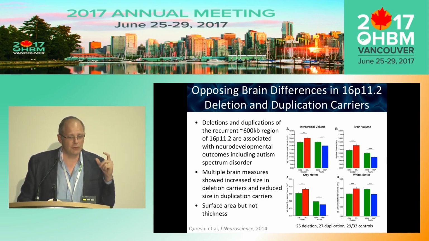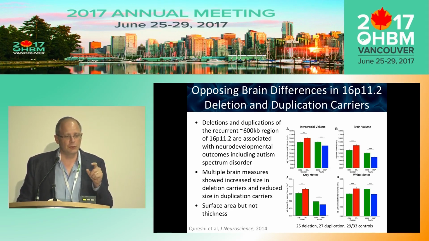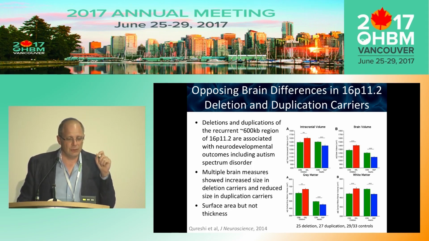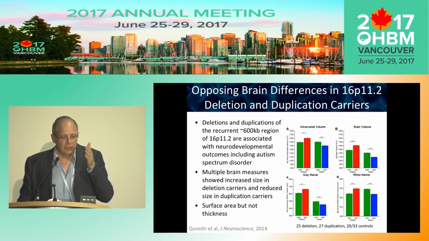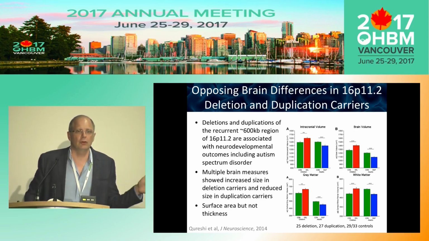So what they did is they found 25 individuals who had a deletion and 27 individuals who had a duplication, and they had matched controls. What they showed was, if you have a deletion, you have larger intracranial volume, larger brain volume, more gray matter, more white matter, and more surface area, but not more thickness. Conversely, if you have a duplication, you have smaller of all of those things.